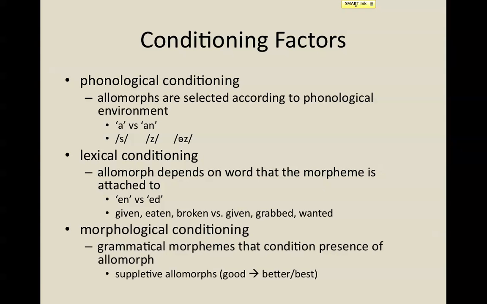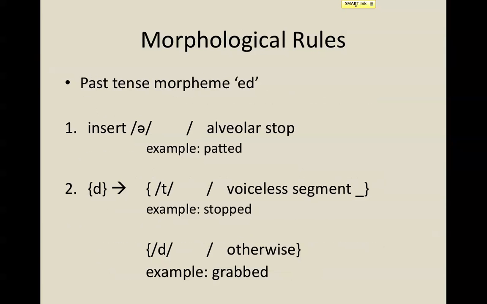And then morphological conditioning, back to suppletive allomorphs, where good becomes better and best rather than gooder and goodest. So the grammatical morphemes condition the presence of an allomorph. And then I'm going to end the video with a morphological rule. So we have the past tense morpheme ed, and we develop rules.